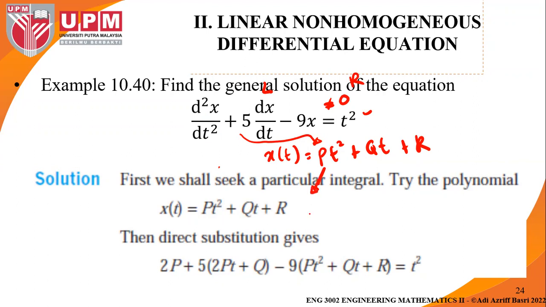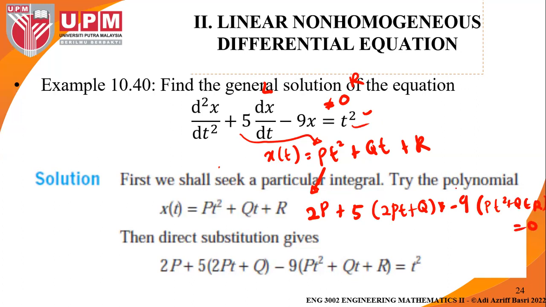You differentiate 2 times, 2p. Plus the second one is q. What is q? Q is 5, but it's a differentiation of 1 time. So it becomes the differentiation of the first differentiation. So everything will be 2pt plus q. What is your r? R is negative 9. What is your x? The main equation, pt square plus qt plus r, equal to the answer of the non-homogeneous, t square.